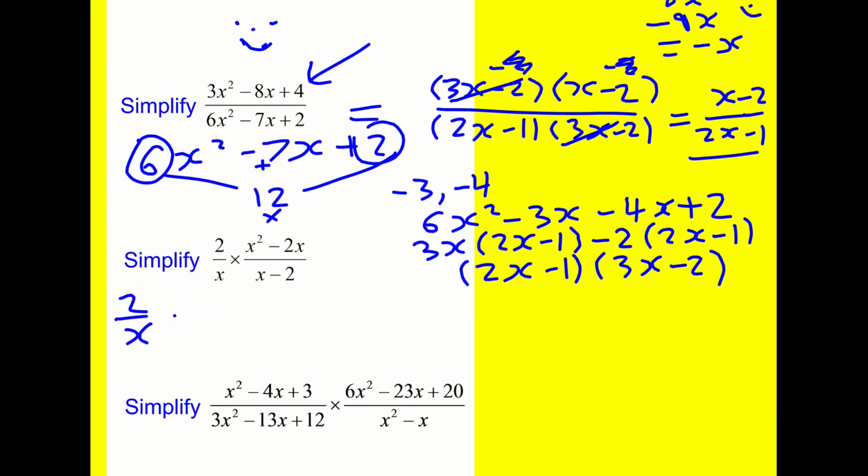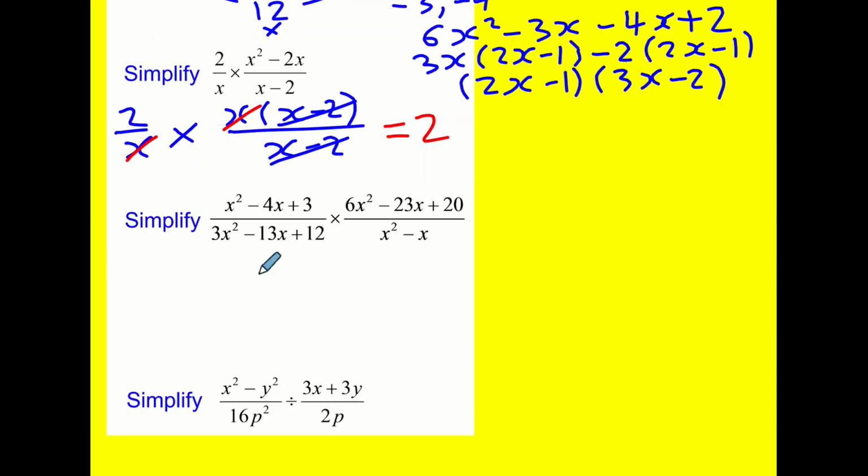So I can write this as 2 over x times, and now I'm going to start factorizing straight away. This is going to be x minus 2 on the top, and then x minus 2 on the bottom. I see straight away, actually, these cancel. And then because I've got an x up here and an x over here, I can cancel these, and I'm going to be left with 2. Much quicker way than multiplying these out to start with. Okay, next one. Have a go at it.